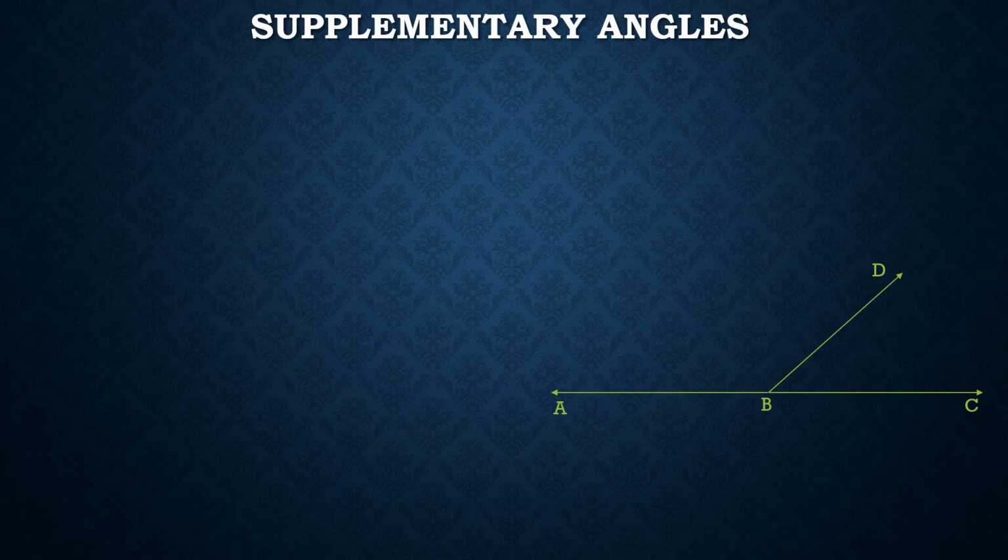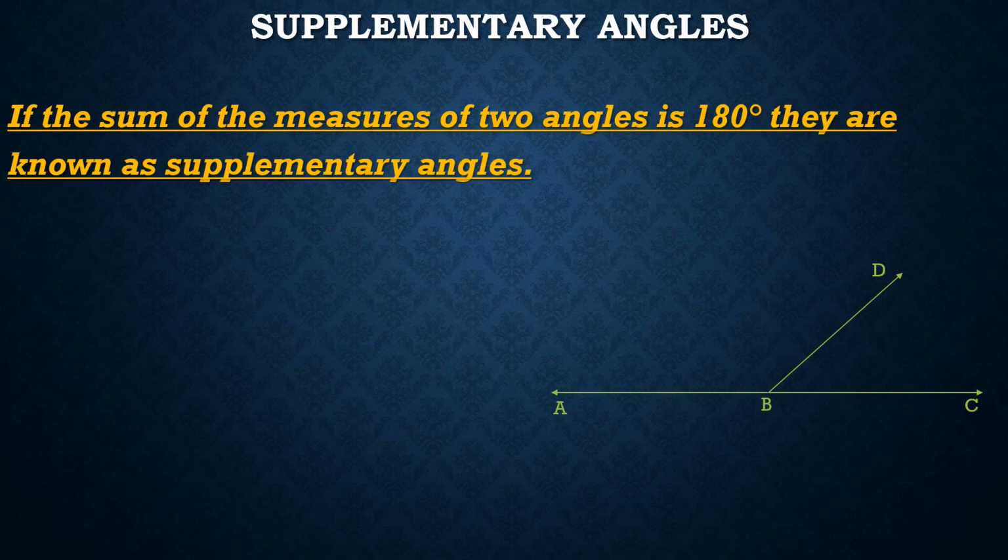Major angle ABD and major angle DBC are formed over here. If you add major angle ABD plus major angle DBC, we get the answer as 180 degrees. If the sum of the measures of two angles is 180 degrees, then they are said to be supplementary angles.